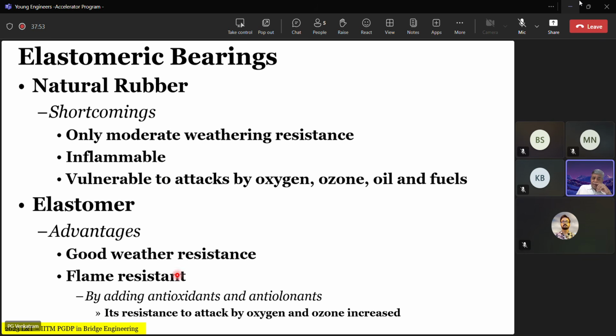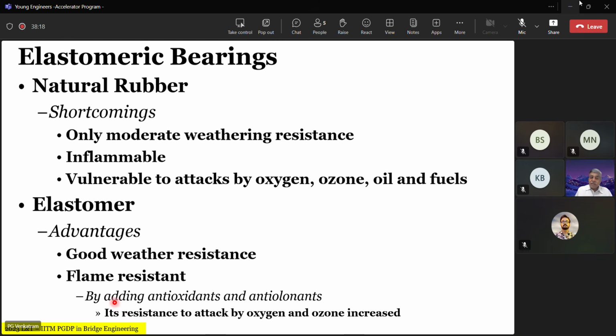Okay, and elastomer, on the other hand, is a man-made material, so it is not absolutely flame resistant, it is relatively flame resistant. And they also add these antioxidants and anti-ozonants, which increase its resistance to oxidation by atmospheric oxygen and ozone.